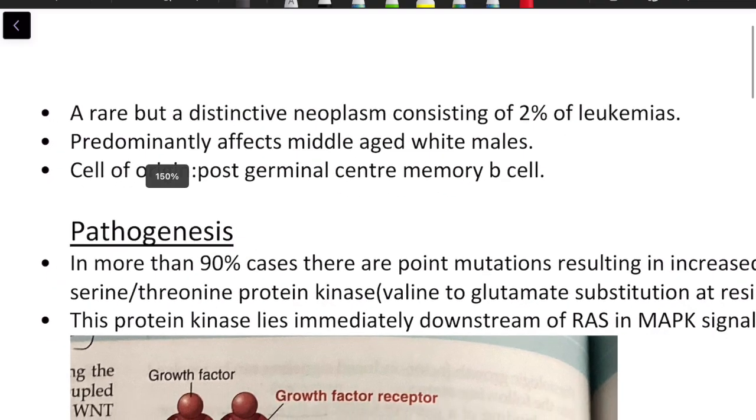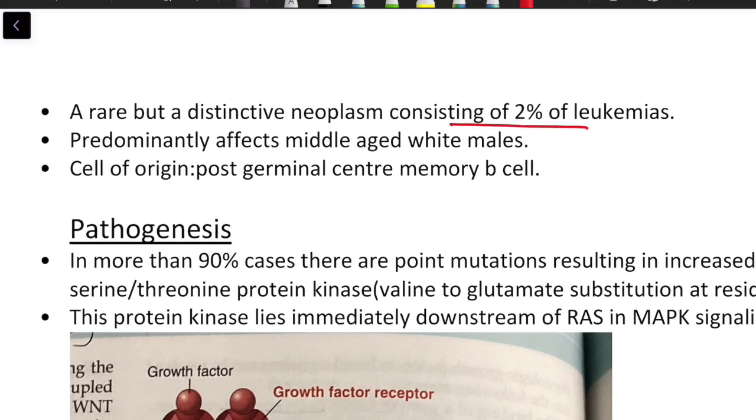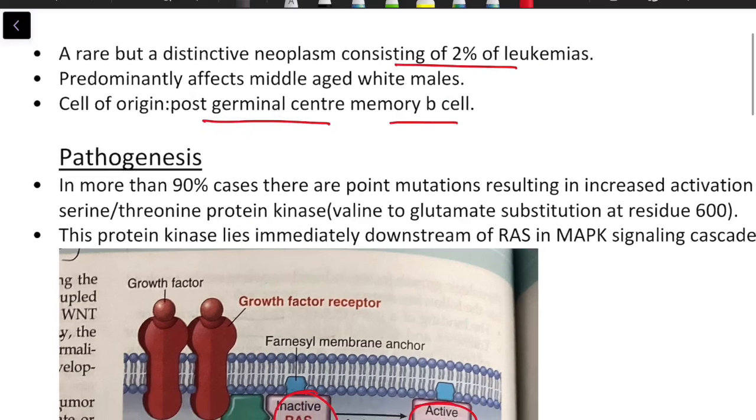So let's begin. Hairy cell leukemia is a very rare but distinctive neoplasm, consisting of 2% of leukemias. It predominantly affects middle-aged white males, and the cell of origin is a post-germinal center memory B cell.